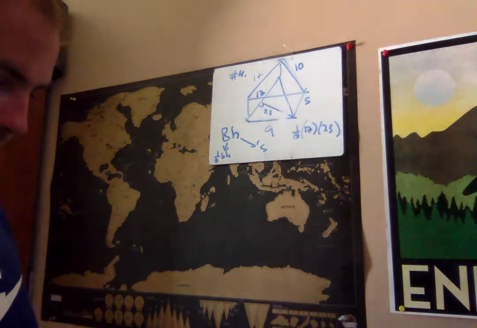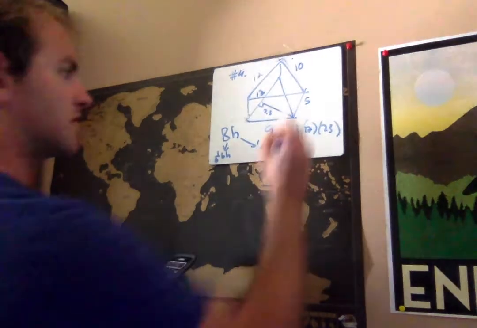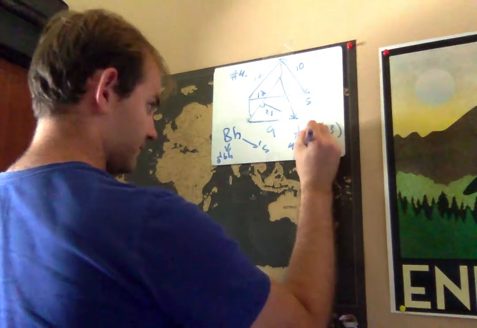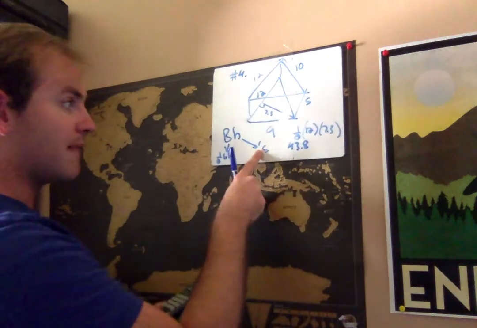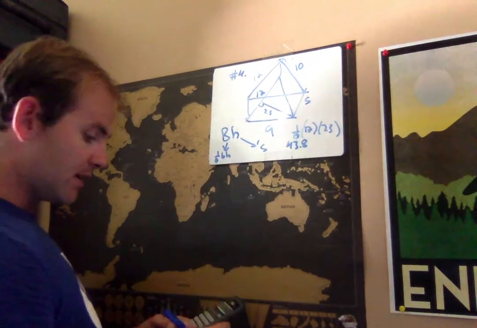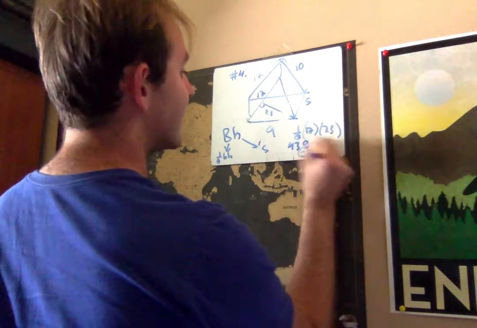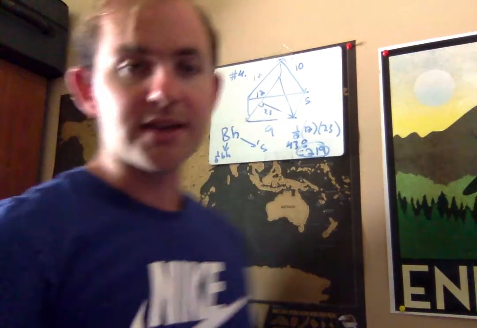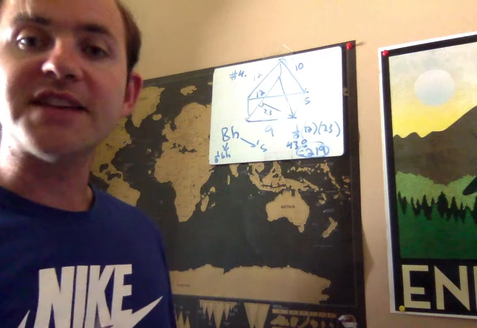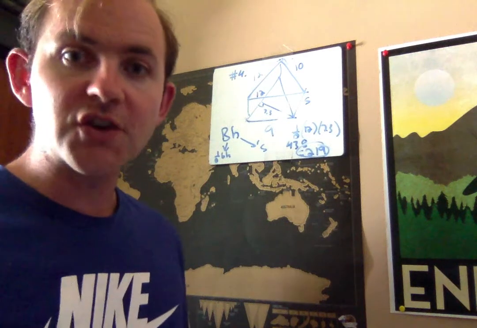So 12 times 7.3 divided by 2. So that's 43.8. And I've got to then multiply that by the height of the prism. So times 5 equals 219. Notice what the unit should be here. I should actually have feet cubed, also known as cubic feet. Okay?